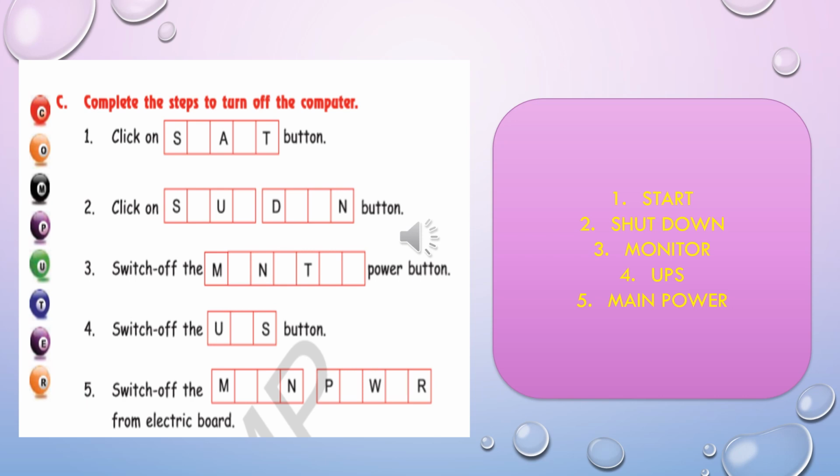Now the next one is complete the steps to turn off the computer. First one, click on Start button. START. Click on Shutdown. SHUT DOWN. Switch off the monitor. MONITOR. Next, switch off the UPS. UPS. Switch off the main power from electric board. MAIN POWER.